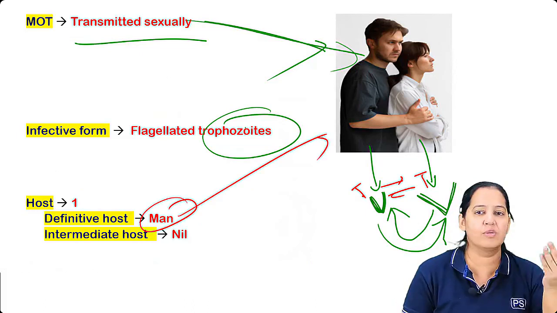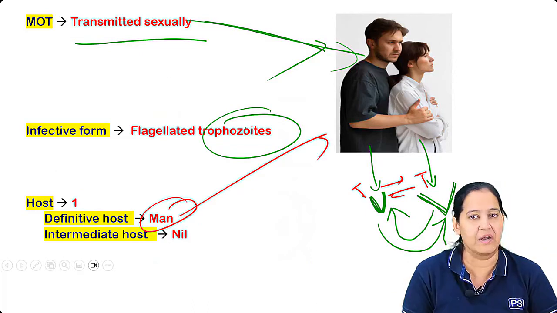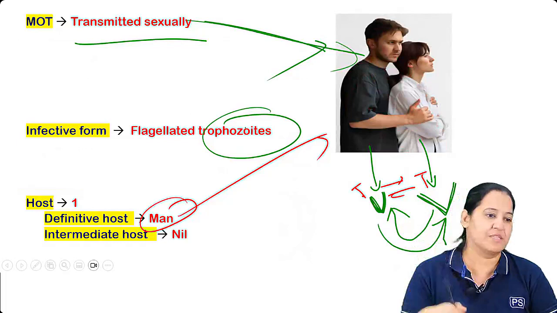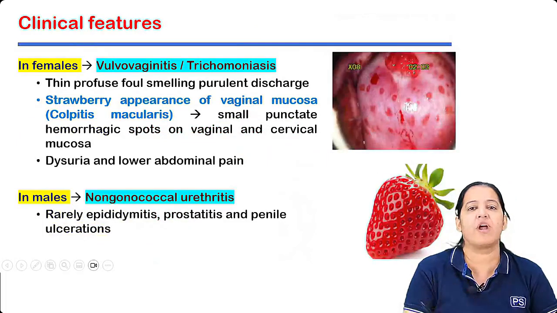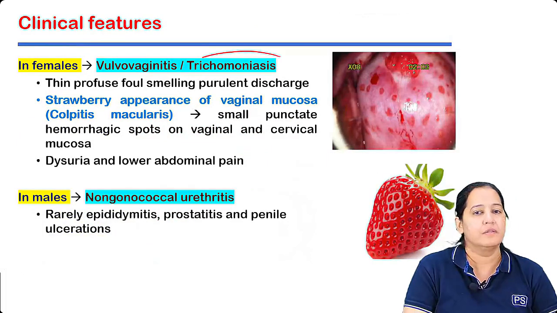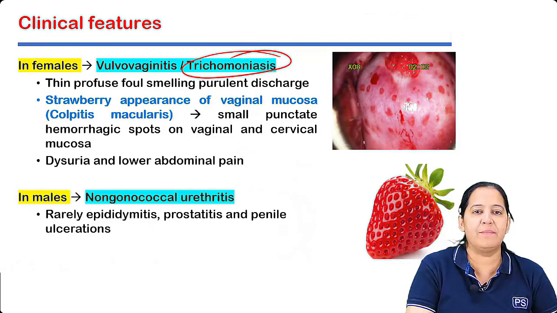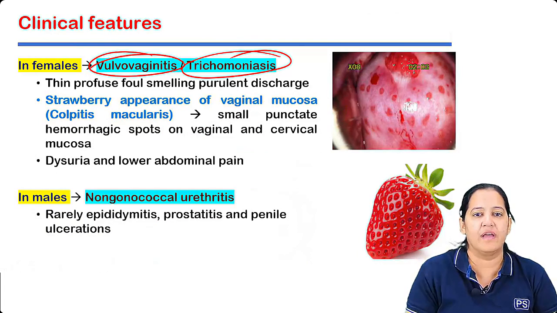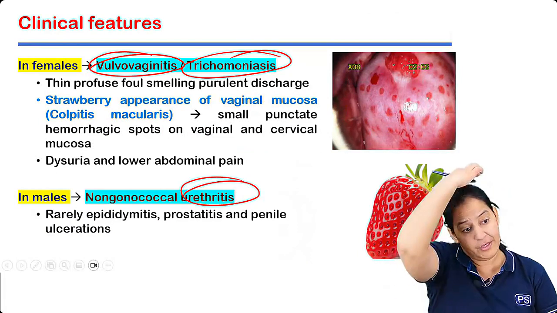Man is the only host. There is no animal, no other host here. Tell me the symptoms in both. The disease is known as trichomoniasis. In females, the vulva and vagina are involved, and in males, the urethra is involved.